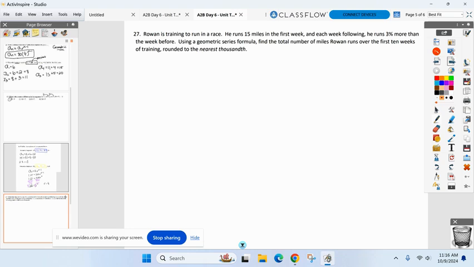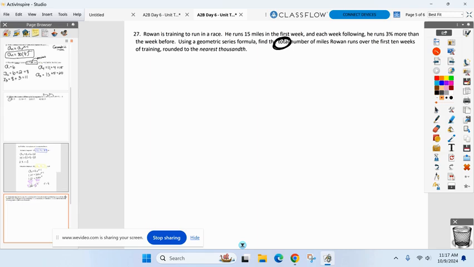Something we did similar to yesterday. Go ahead, read about Big Rowan. Good for him. Here's the key though. I know he's doing how many total weeks? 10, right? I'm not looking for how many miles he runs on the 10th week. Everyone see that magic word that's in here? Find the total. So weeks 1 through 10. So that tells me total.